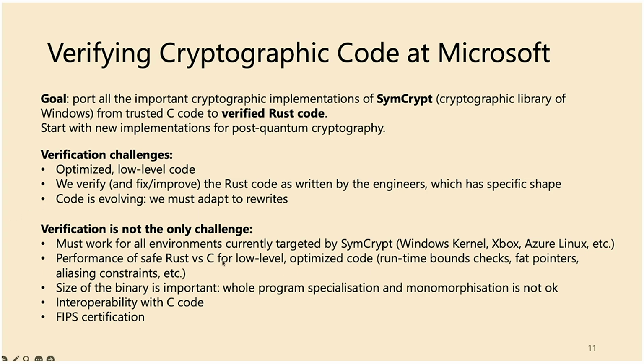It's also unclear that the Rust code is as fast as the C code, especially for this kind of low-level optimized code because of runtime branch checks, fat pointers, aliasing constraints, which force people to not write the code as they would if they had C. The size of the binary is important. We sometimes need to deploy the code in some firmware which is extremely constrained. And because of that, we can't have extremely modular implementations with a lot of traits everywhere, which get specialized and monomorphized because it leads to an explosion in the size of the binary. We need the code to be interoperable with C code. We need the code to be FIPS certified. So there are many constraints outside of verification, and which make verification even harder because the way we write the code is, well, very constrained.